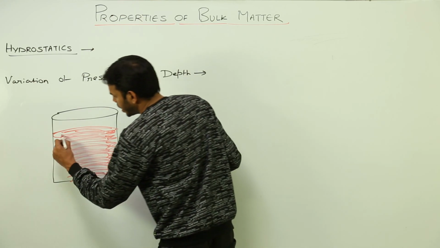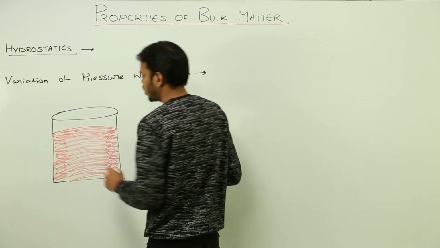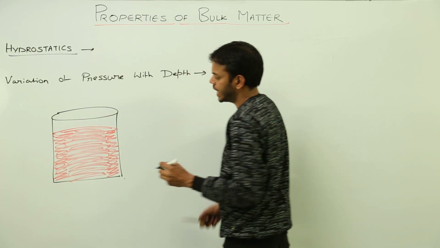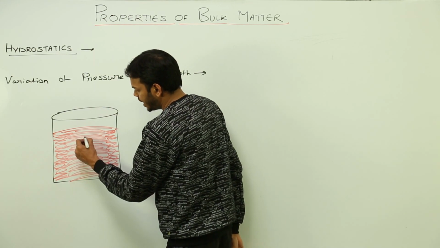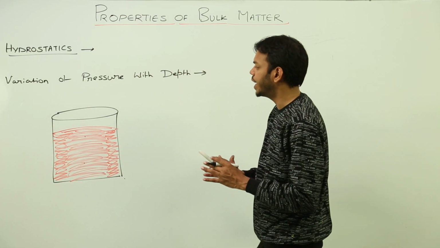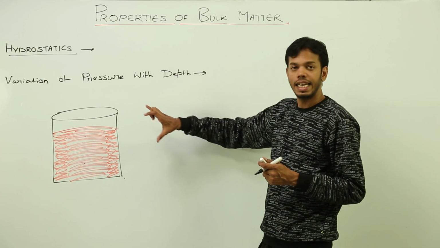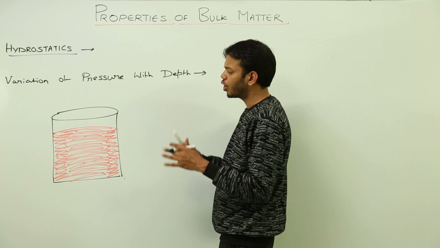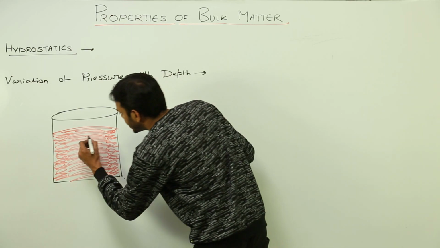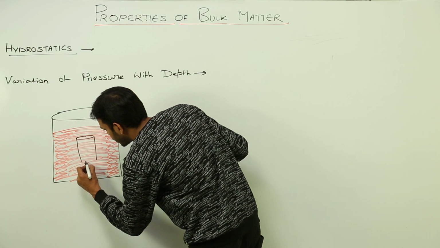See what we are doing. First of all, let me draw the liquid completely. Now we are considering two imaginary points inside the liquid, let's say P and Q. Between these two points we are imagining a cylindrical shaped liquid column. So this is my liquid column of cylindrical shape.